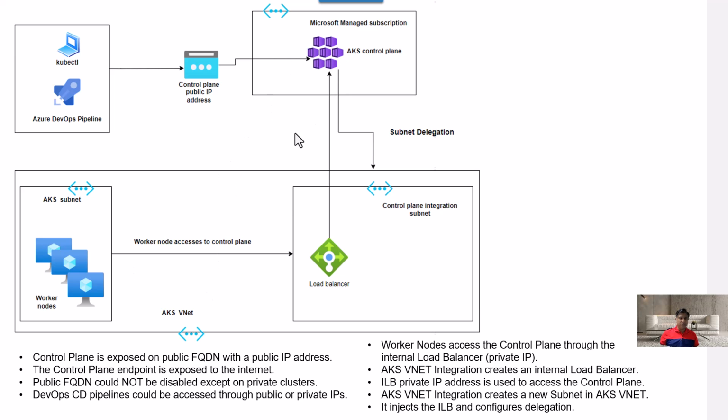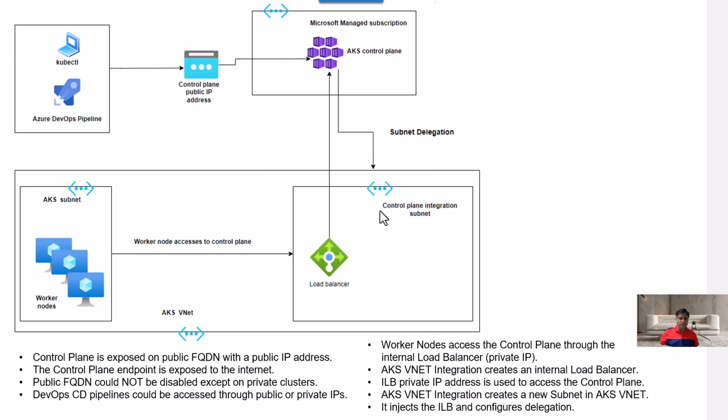There are advantages to this design, where the control plane is exposed on a public FQDN with a public IP address. That means if somebody wants to access it from a public IP address, they can. The control plane endpoint is exposed to the internet with a public control plane IP address. The public FQDN cannot be disabled except on a private cluster. So there is a public FQDN, and you cannot disable it. If you are using a private cluster with the same configuration, you can disable it. DevOps or CI/CD pipelines can still access it with the help of the public endpoint.